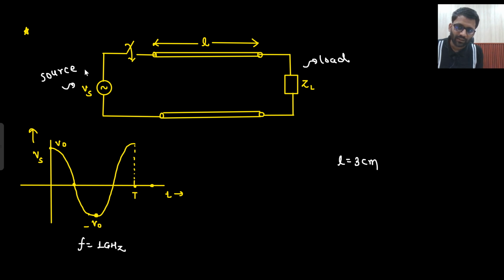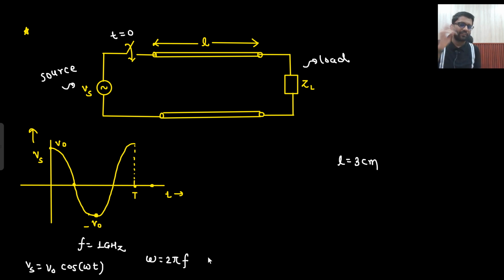I am applying a source, and the switch I am closing at t equals to 0. This is your source. Your source is Vs is equals to V naught cos omega t. This is your source. What is your omega there? Omega is 2 pi f. And what is the value of f? 1 gigahertz. And the length of the line, forget about the transmission line, just length of this wire, I am assuming to be 3 centimeter.